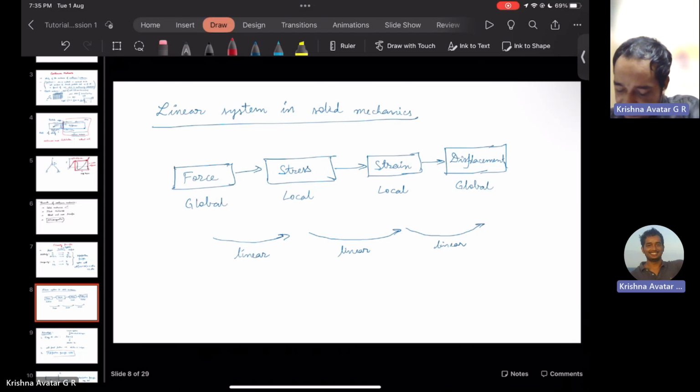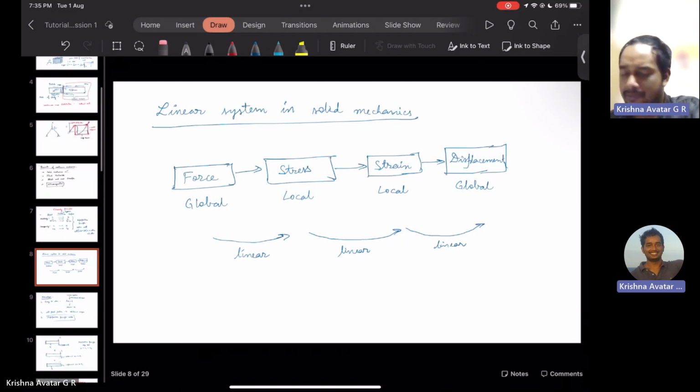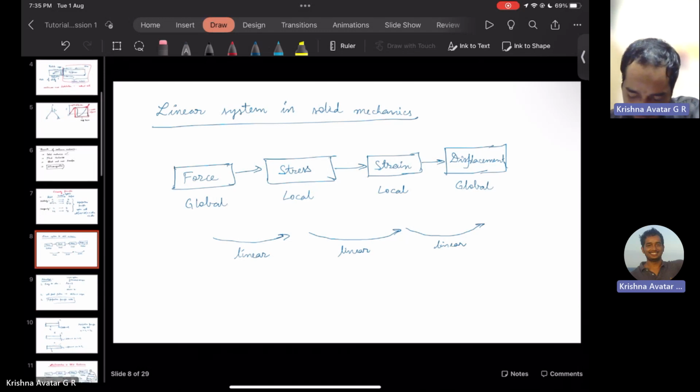And you see that stress and strain are local manifestations of the effect of force on the structure, and displacement is the global manifestation. Okay. And if every relationship between force and strain, and every relationship, happens to be linear, then only do we say that this particular structure has a linear behavior, or is a linear system, isn't it?